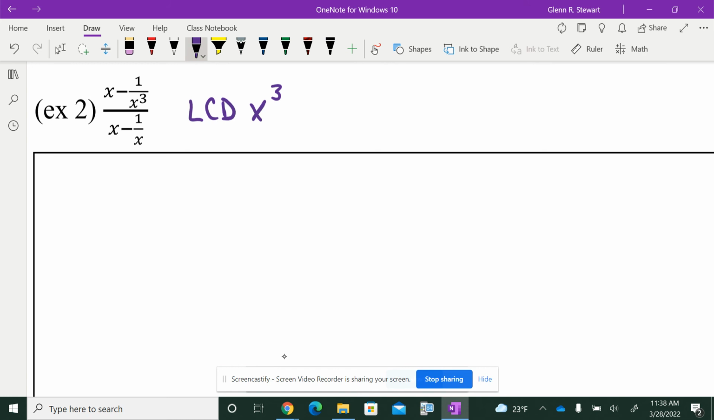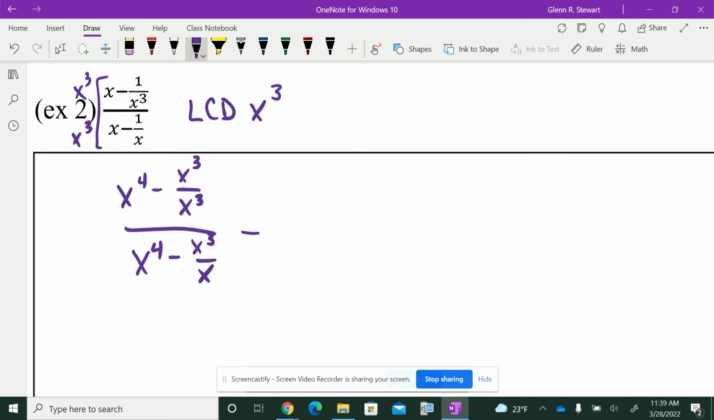So if we do x to the third, just showing you here, x to the third, x to the third. Now I have x to the fourth minus x cubed over x cubed, and then x to the fourth minus x cubed over x, which will lead to x to the fourth minus 1 over x to the fourth minus x squared. So right there, because I put that third, now I'm able to get rid of the fractions. So from here, x to the fourth minus 1, x to the fourth minus x squared, can I simplify any more?